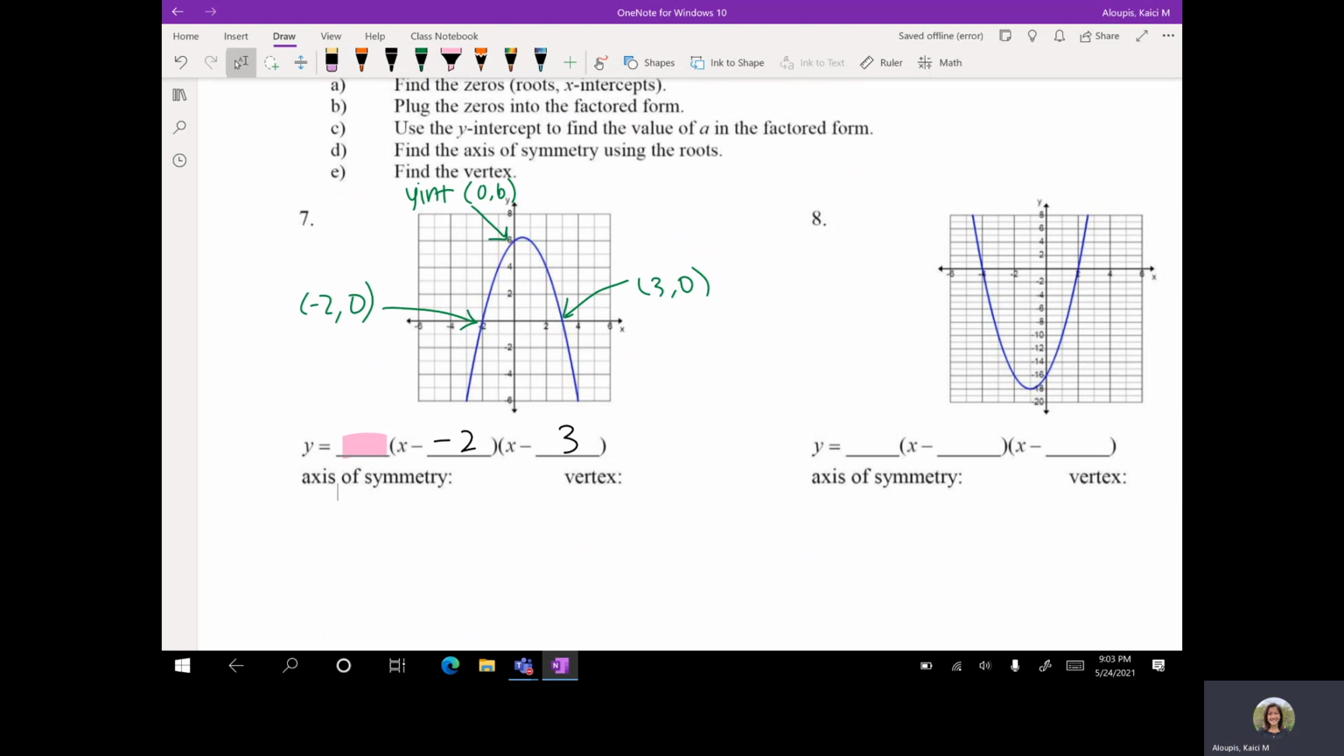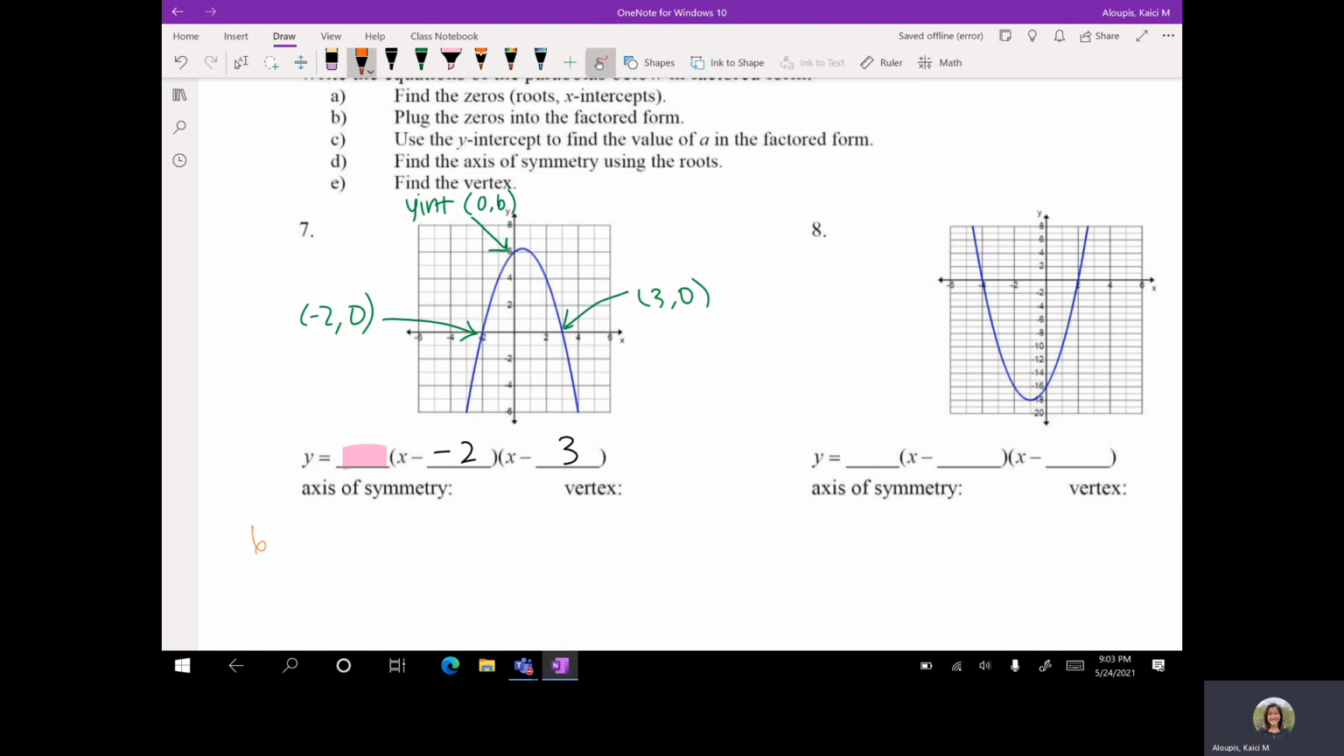So knowing that, I'm going to use this y-intercept coordinate. I'm going to write the equation again. y equals A, which is what we're going to solve for, times (x subtract -2). And x subtract -2 is the same thing as x add 2, so I'm going to write it like that. Times (x subtract 3).